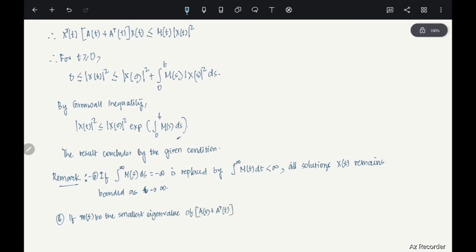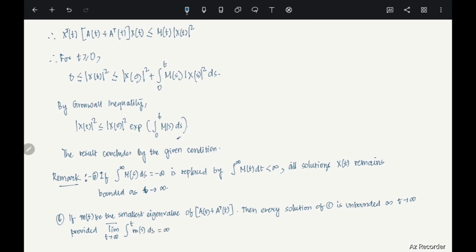Yes, if this is the case, then a beautiful thing happens: every solution of 1 is unbounded as t tends to infinity, clear, provided the lim sup as t tends to infinity of the integral of m of s ds goes to infinity.